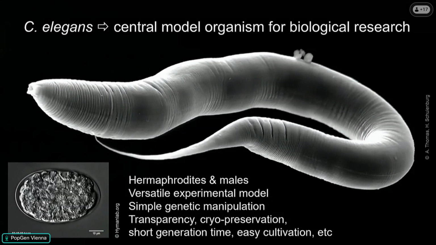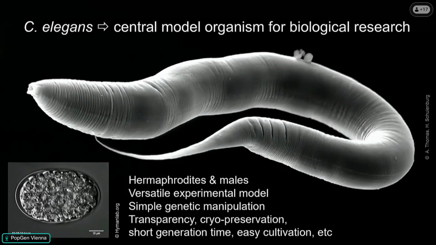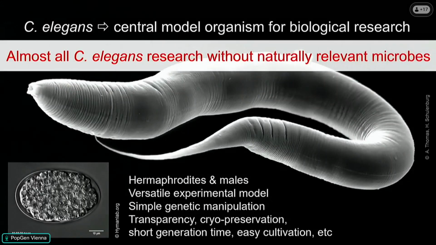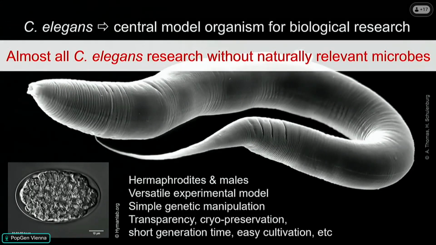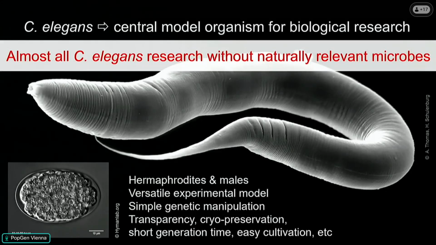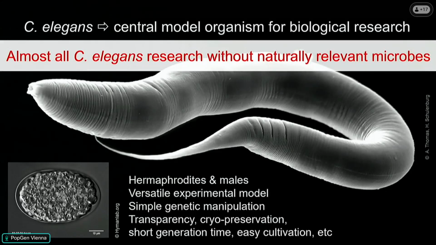And in this way, C. elegans has become an important model, more or less across all of the biological disciplines. What is fascinating for me, with a background in evolution and ecology, is that more or less all of the C. elegans research has been done in the absence of its natural microbiome. This is due to a protocol that was introduced right from the beginning, which sterilized the nematodes.